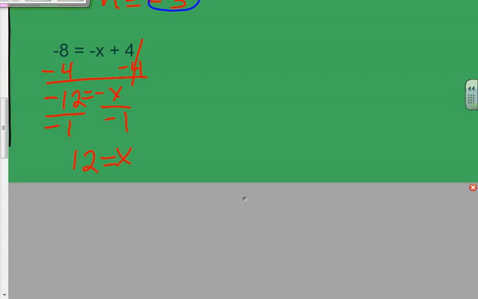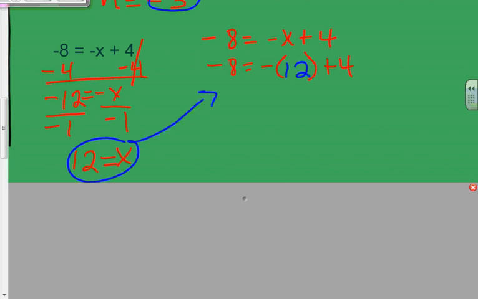Now we're going to check that. -8 equals -x plus 4. Negative whatever x is plus 4. We're going to plug in our x of 12. And then we work that out. Negative 8 equals negative 12 plus 4, which does make negative 8. So we know we're correct.